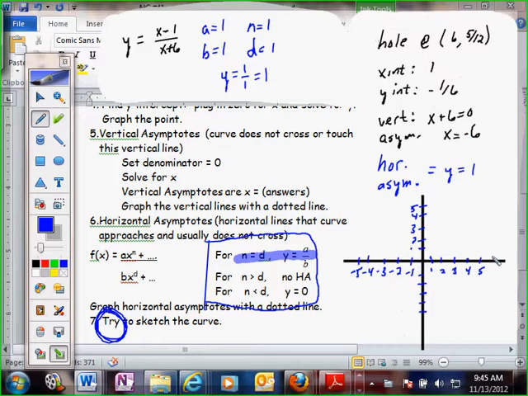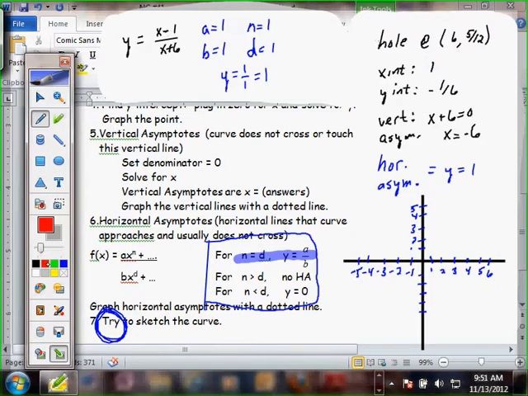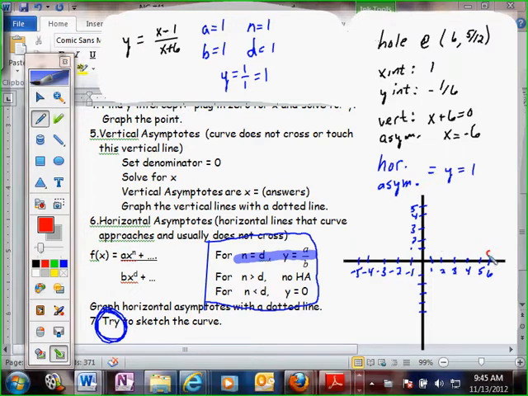Okay, so what do I know without a doubt? I know that there's a hole at the ordered pair 6, 5/12, or in other words, basically that hole is going to be at 6, almost 1/2. So there's going to be a hole right there, and I can go ahead and graph that hole. I know the x-intercept is 1, where it's going to cross the x-axis, so I'm going to go ahead and put that dot right there. My y-intercept is at -1 over 6. That's about right there. And I know that my function is going to cross the y-axis about right there.